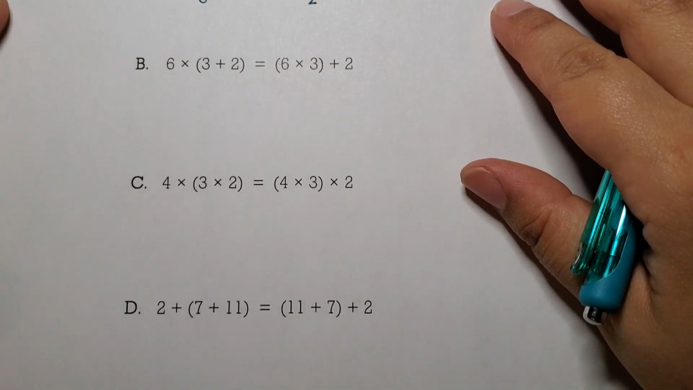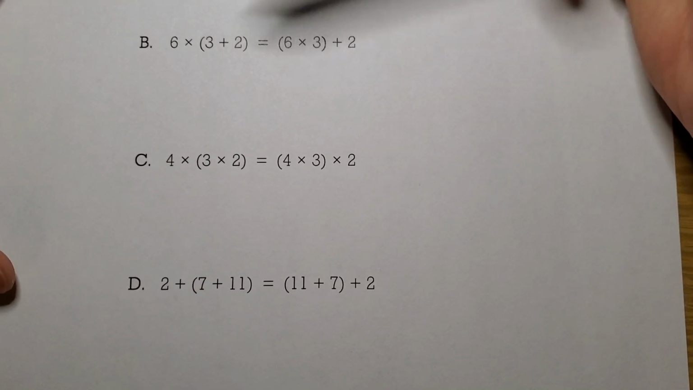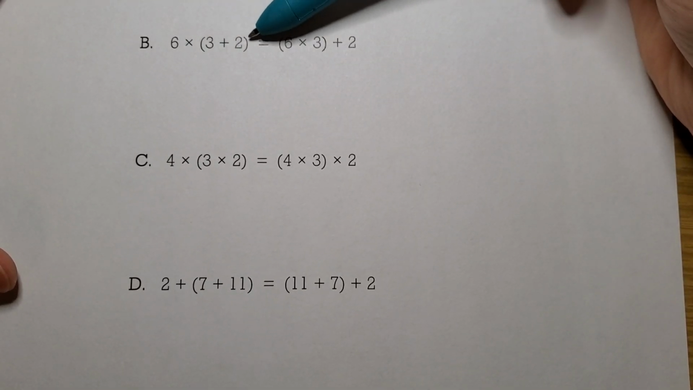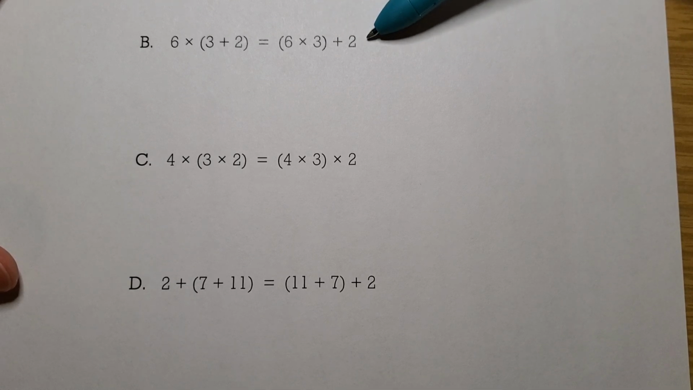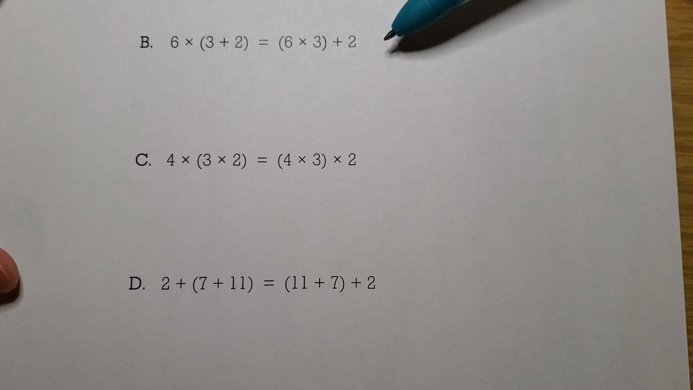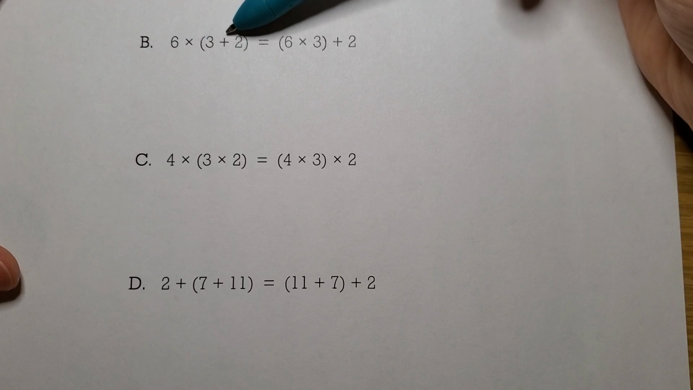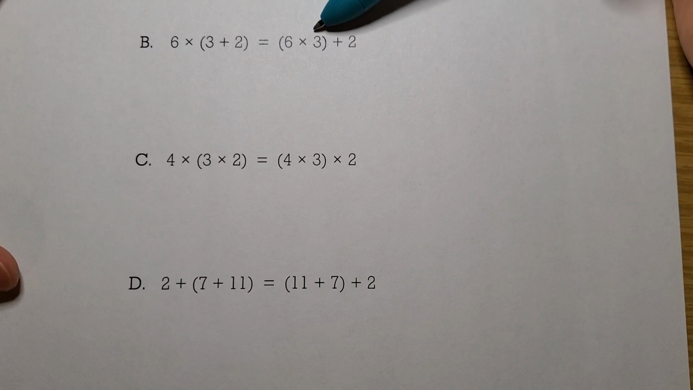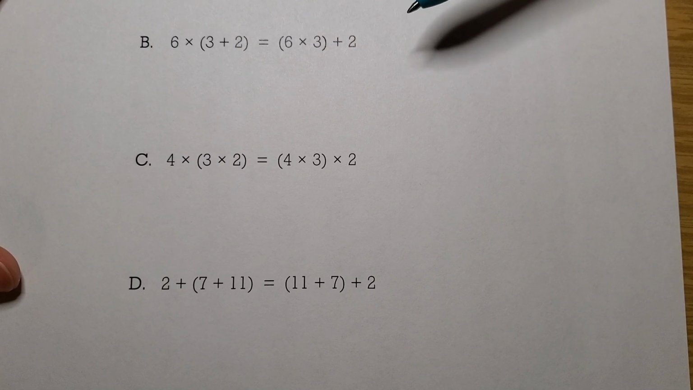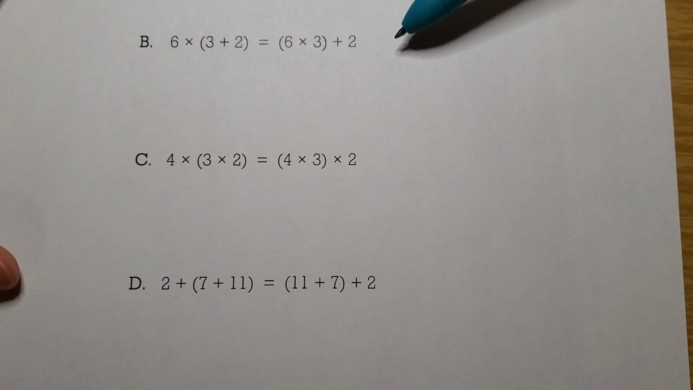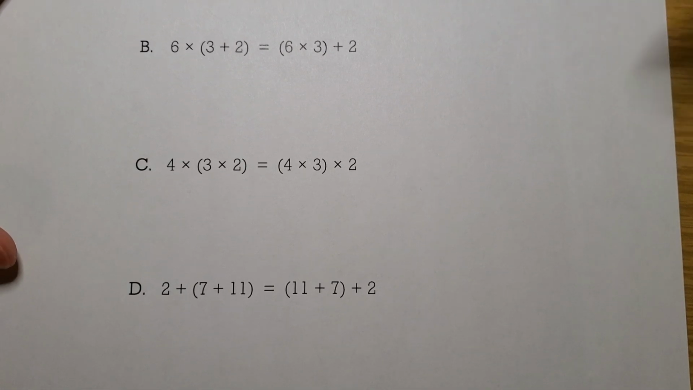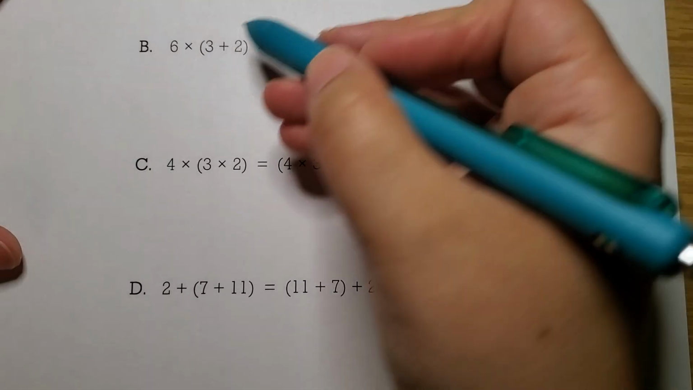Let's take a look at part B. So part B has 6 times 3 plus 2, and 6 times 3, and then plus 2. I have an inkling that this one is not going to be right, and my inkling is because here the addition is grouped, while here the multiplication is grouped. And we didn't see any of that on the previous page. We just had all adding or all multiplying. So we still have the same numbers in the same order, and the grouping has changed. So let's see if that made an impact on the answer.